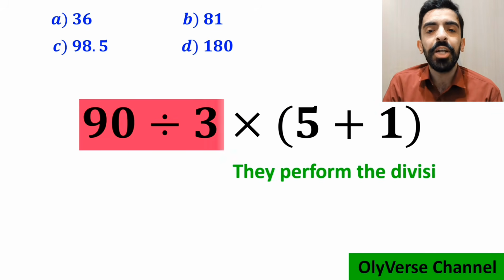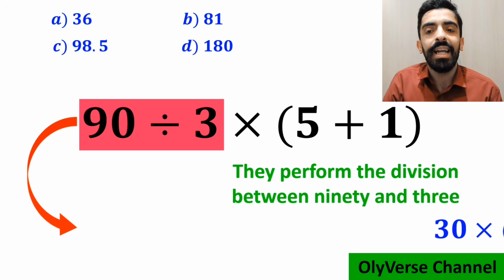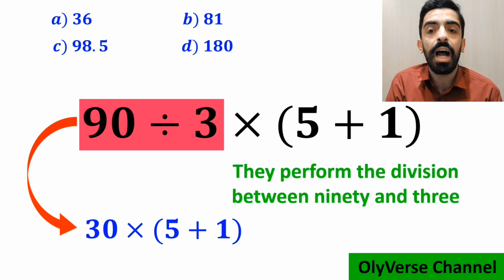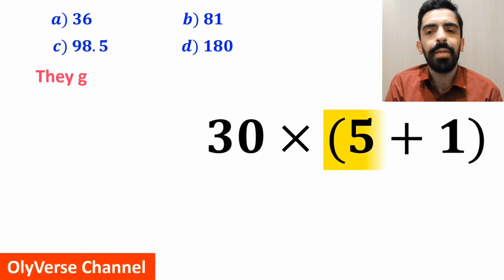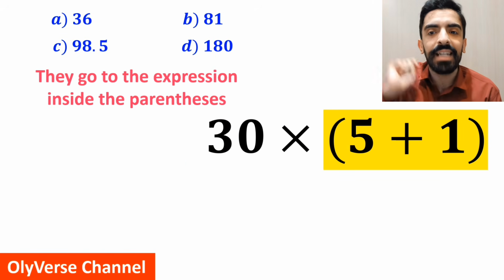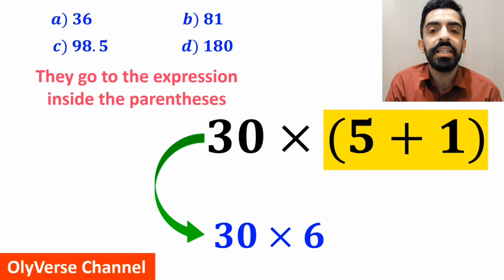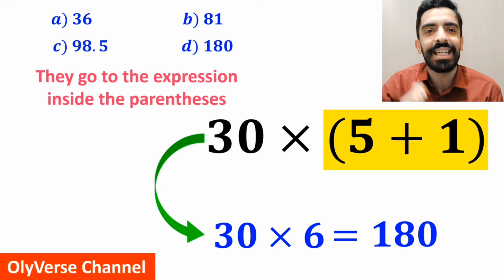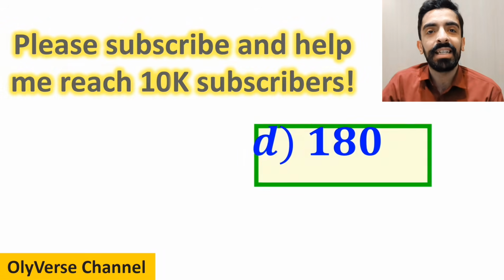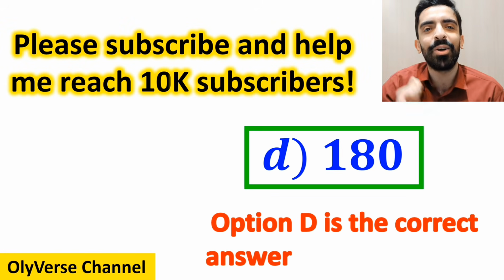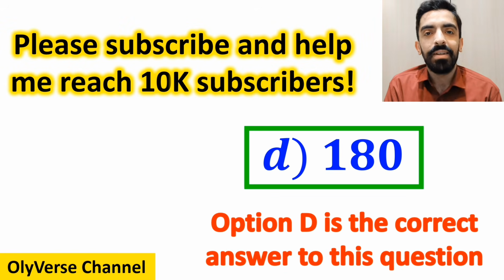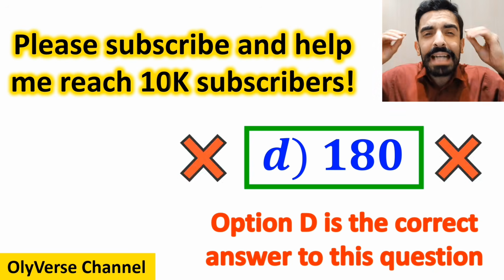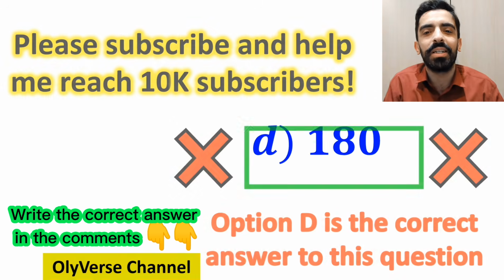Then, they perform the division between 90 and 3 and write this expression as 30 times (5 plus 1). And the final step, they go to the expression inside the parenthesis and simplify to 30 times 6, which eventually gives them the answer 180. Then, without any hesitation, they quickly say that option D is the correct answer to this question. However, this answer is absolutely wrong.